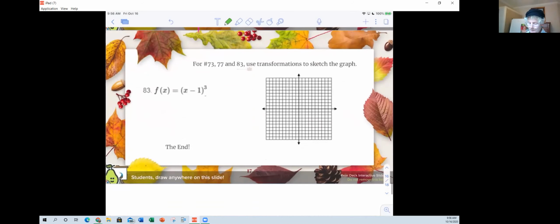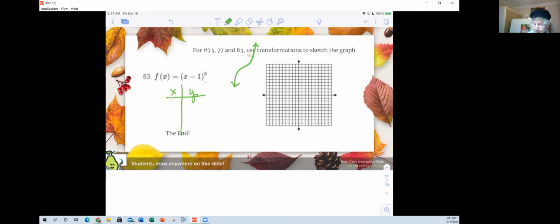Okay, last one. Now, first of all, a cubic function, you need to remember, looks kind of like that. It always keeps going and doesn't change directions, but it has a little kink in the middle. So I know that the graph is going to look like this. And I'm going to start by doing some perfect cubes. We're talking about positive numbers, negative numbers, whatever.